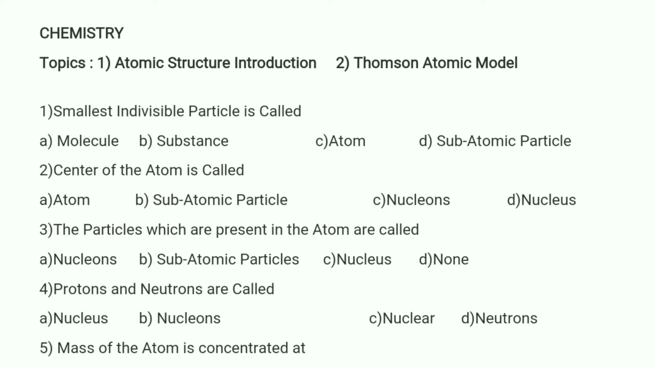If you see the first one, smallest indivisible particle is called. So we know about that. The smallest indivisible particle is called atom. So there are the options molecule, substance, atom and subatomic particles. So the answer is atom, third option.